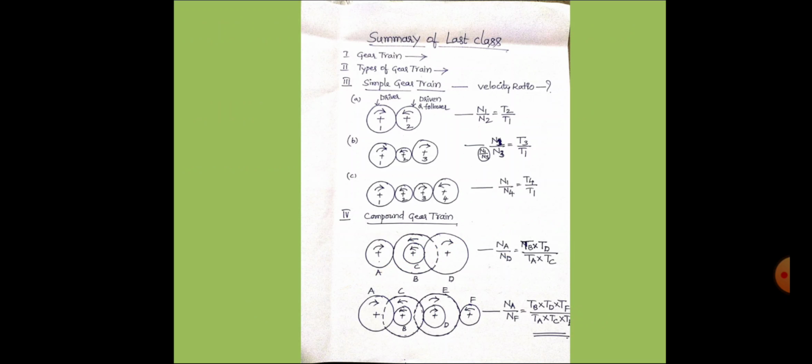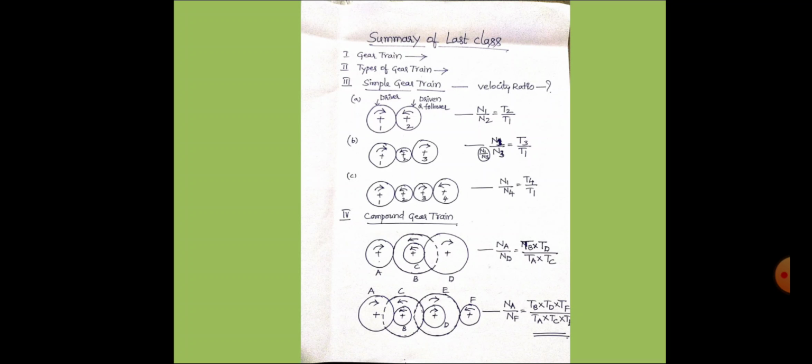So in the easiest way, how to remember: if I have a simple gear train having two gears, one is driver, another one is driven, and these two are directly meshed with each other to transmit power from one shaft to another shaft, then the velocity ratio, that is, the ratio of speed of the driver to the speed of the driven, is equal to the number of teeth on the driven by the number of teeth on the driver.